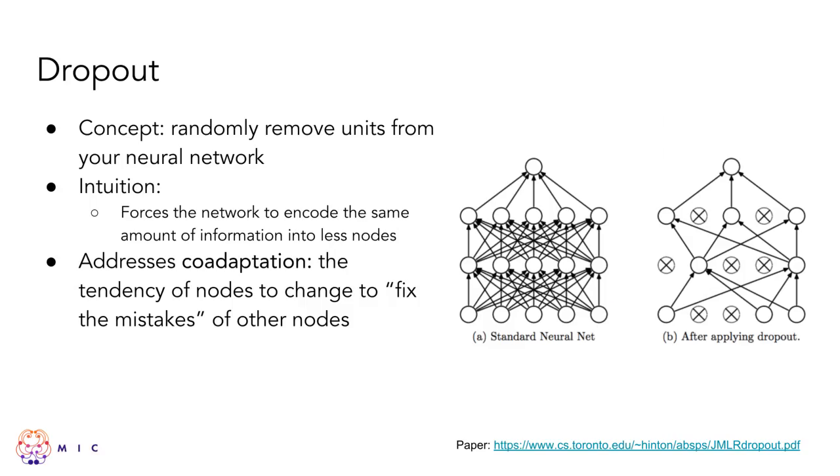All right. So another popular regularization technique is called dropout. It can seem kind of counterintuitive because what you're doing is you're literally going into your network and randomly killing neurons.